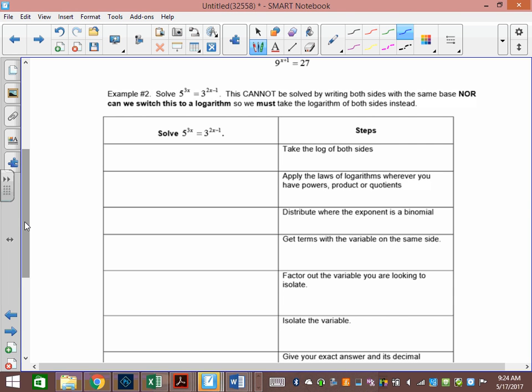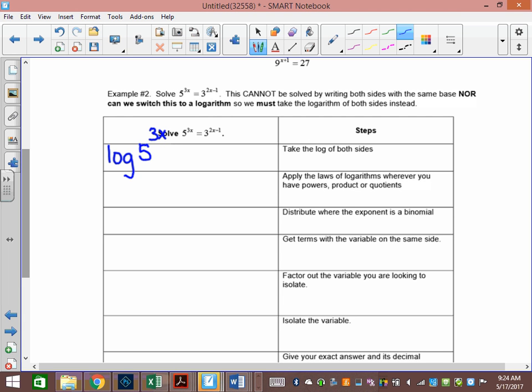Okay, so we're going to log both sides. So, we're going to go log 5 to the 3x. Now, where do I know that everyone goes wrong? Do you know how they write this? They really, really badly want the base to be the number that's there. The base of the exponent to be the base of the log. So they write the 5 as the base and they get this wrong.